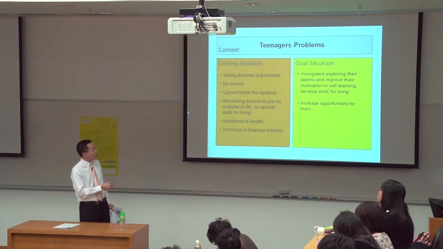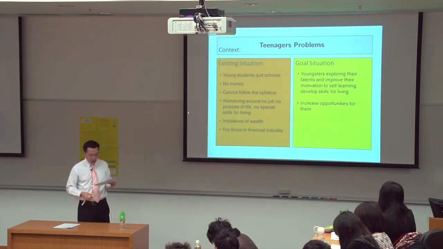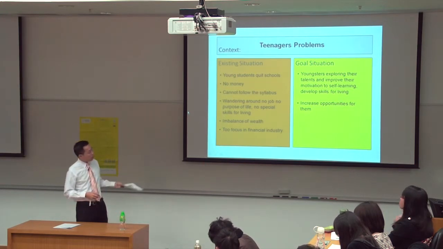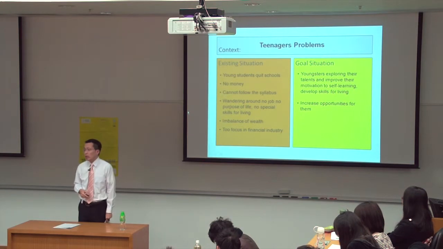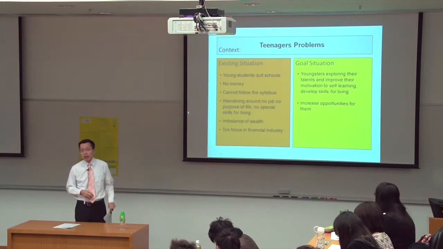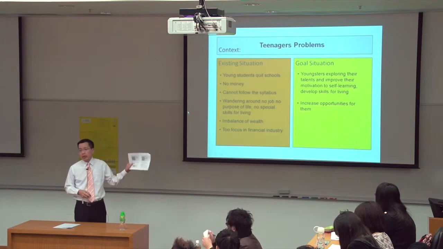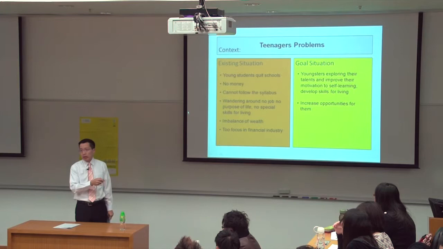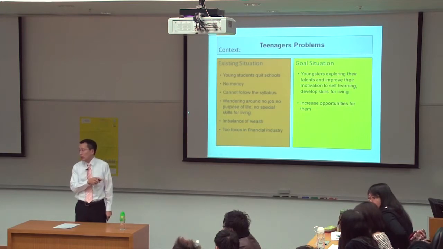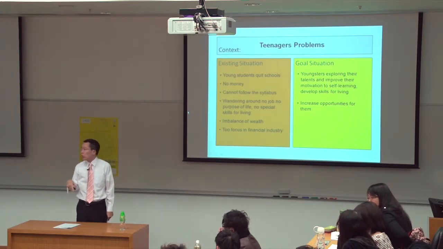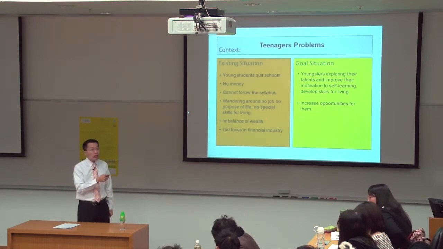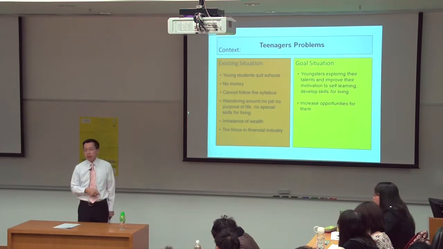So the goal situation is youngsters exploring their talents, improving their motivation for self-learning, and developing the skills for living, and increasing opportunity for them. You can develop more of the goal situation. Okay? This is just an incomplete example, but you can draw similar things. Identify your context, identify the area that you want to focus on, and then describe the existing situation and imagine what the goal situation is.